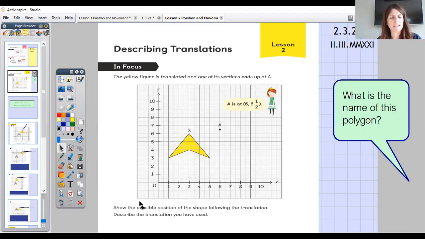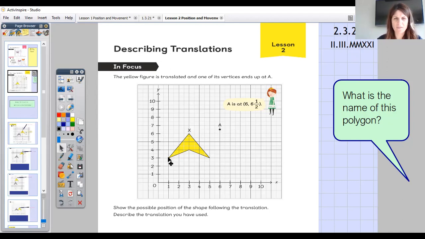So it says, show the possible position of the shape following the translation. Describe the translation you have used. So if A is at 6, 6.5, look, we can see we go along 6 and up 6.5. This is where our new point is. Now, if we've marked on X here, we may be able to think about this point moving to this point. But that may not be it. There may be other ways that you can do it. So I want you to go away and have an explore.